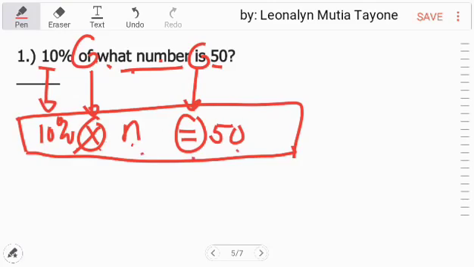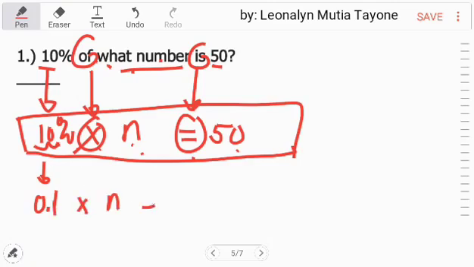Ang 10%, i-divide muna natin ng 100% para ma-cancel out ang percentage sign. Mag-move ka ng twice na decimal point from here, going to the left side, 1, 2. So, ang 10% mo ay equivalent ng 0.1, or 10% divided by 100%, so 0.1 siya in decimal number.